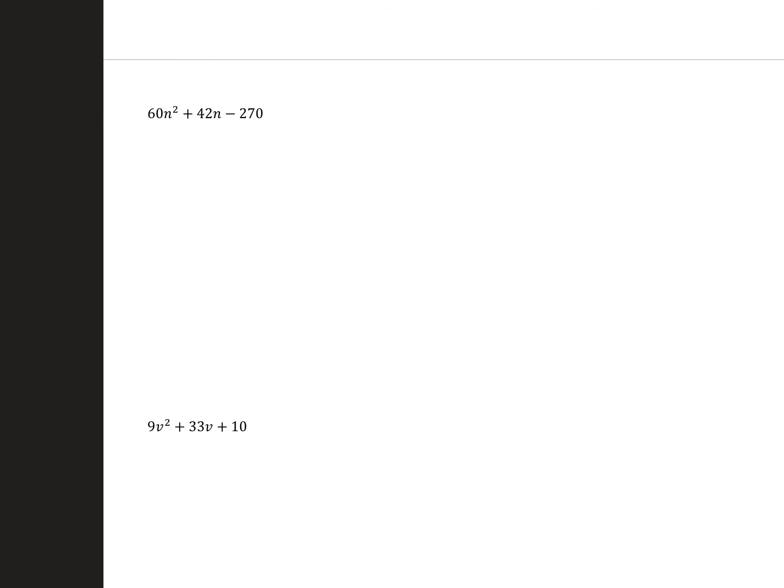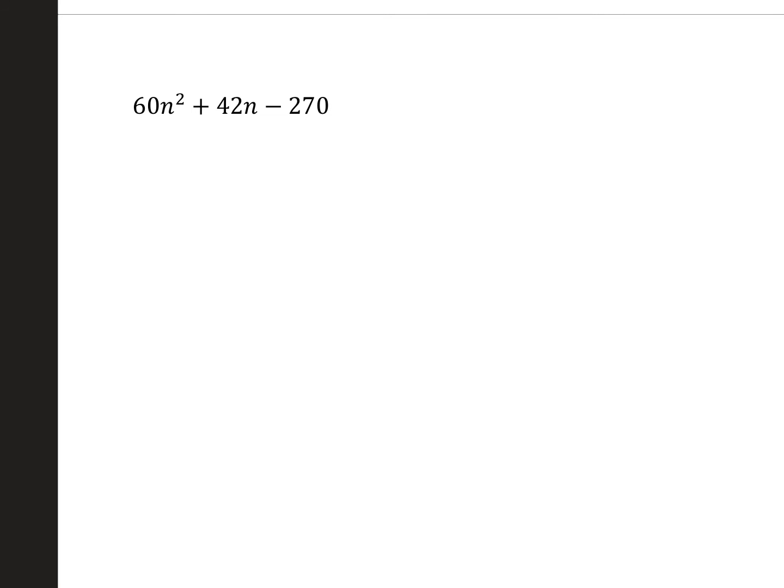So let's go ahead and try this again. So, very first thing, I'm looking at this, and I'm like, is there a number that goes into 60, 42, and 270? Well, I think 6 would work, so I'm going to pull out a 6. That's going to leave me with 10n squared plus 7n minus 45. All right, so now this new thing is A, this is my new B, this is my new C. So 10 times negative 45 is equal to negative 450.